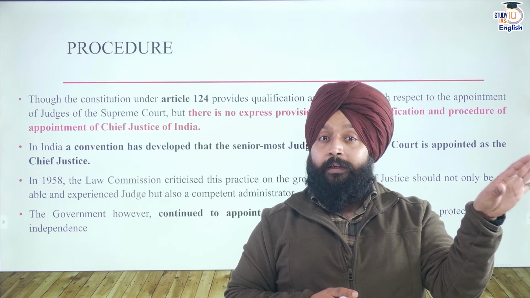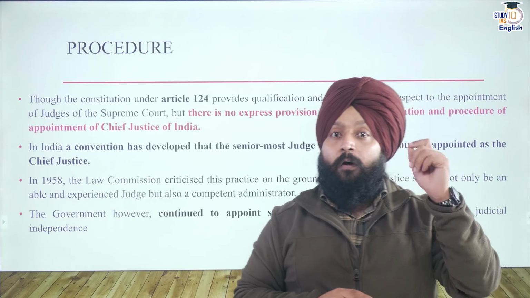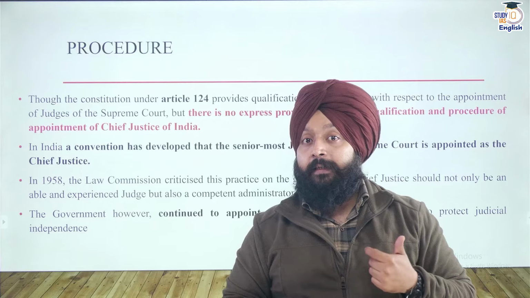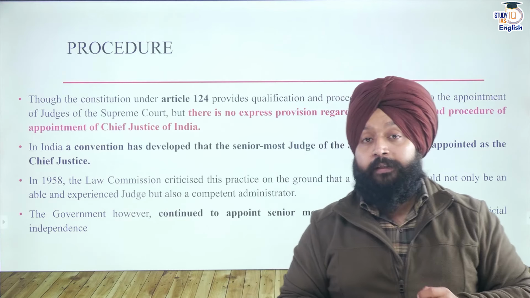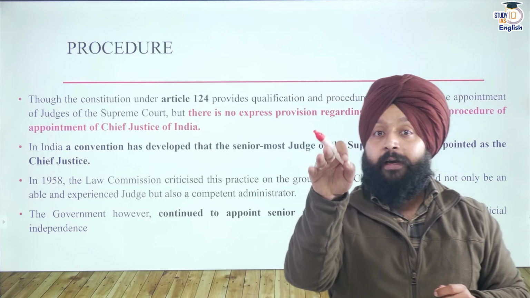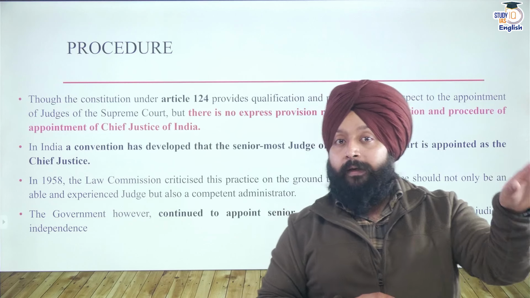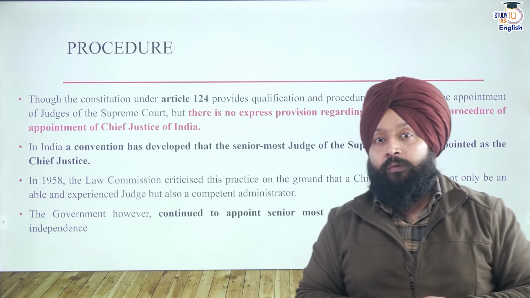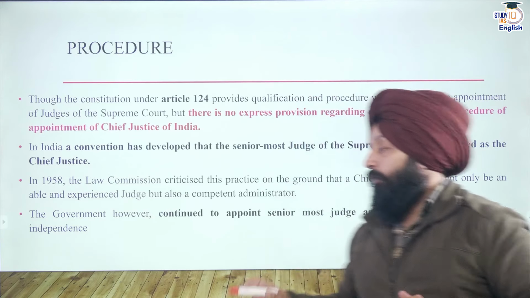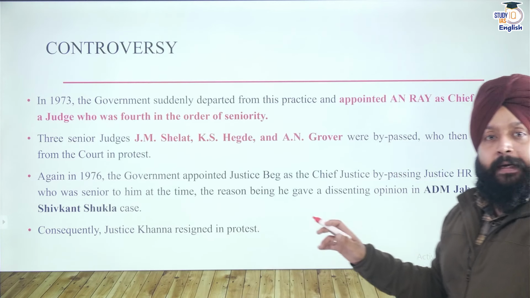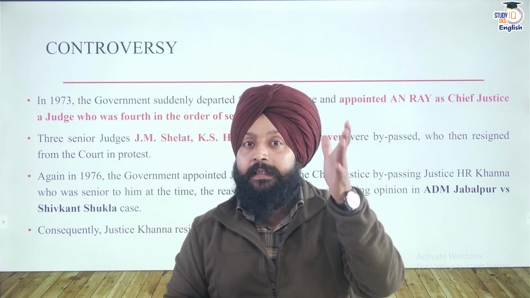But the government did not accept this advisory. The government stated that if the government starts appointing CJI at its own whims and fancies, it will be alleged that the government is trying to intervene in the appointment process of CJI. So that's why the government in 1958 did not adhere to the advisory that was given by the Law Commission of India. So, till 1970s, the convention was the senior most judge was appointed as the CJI.